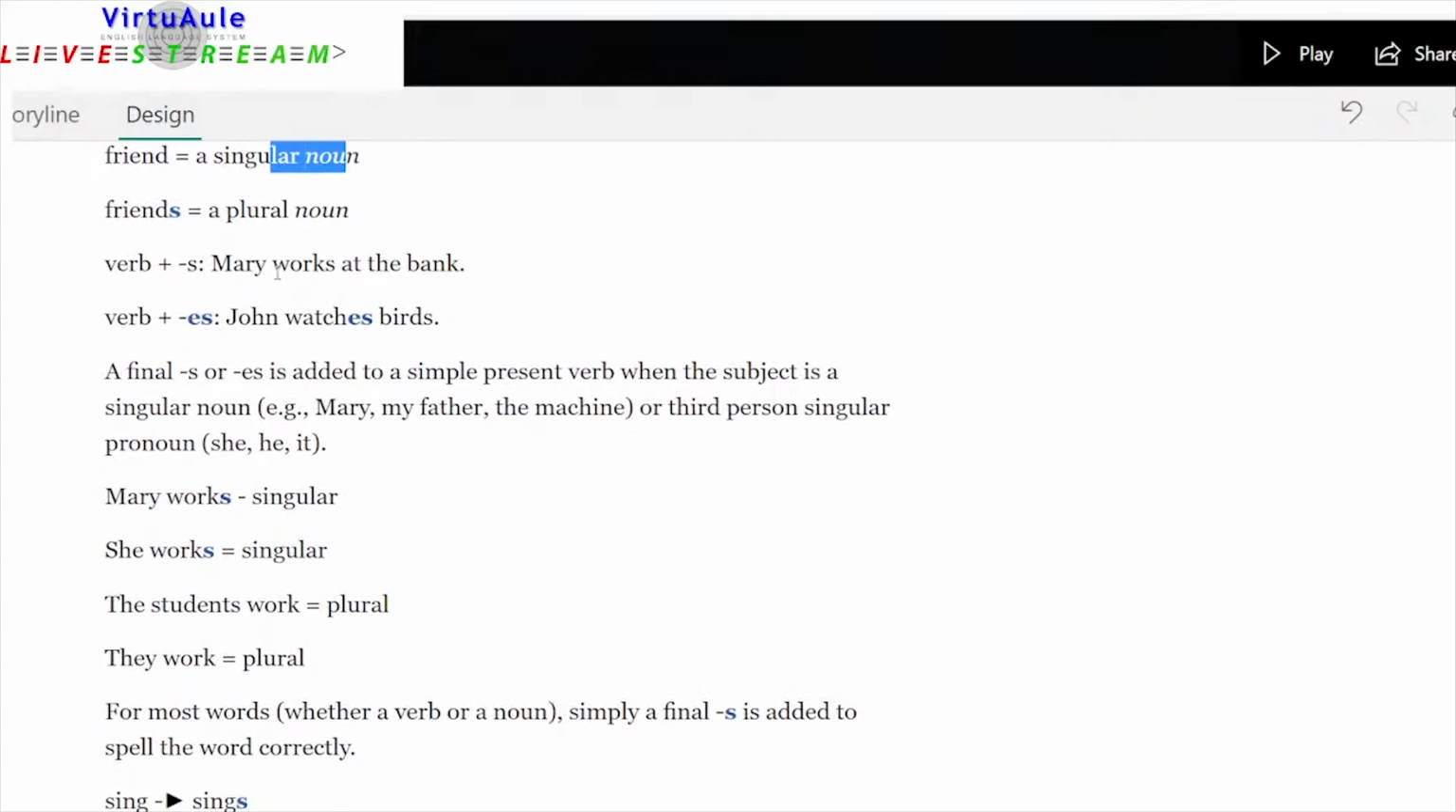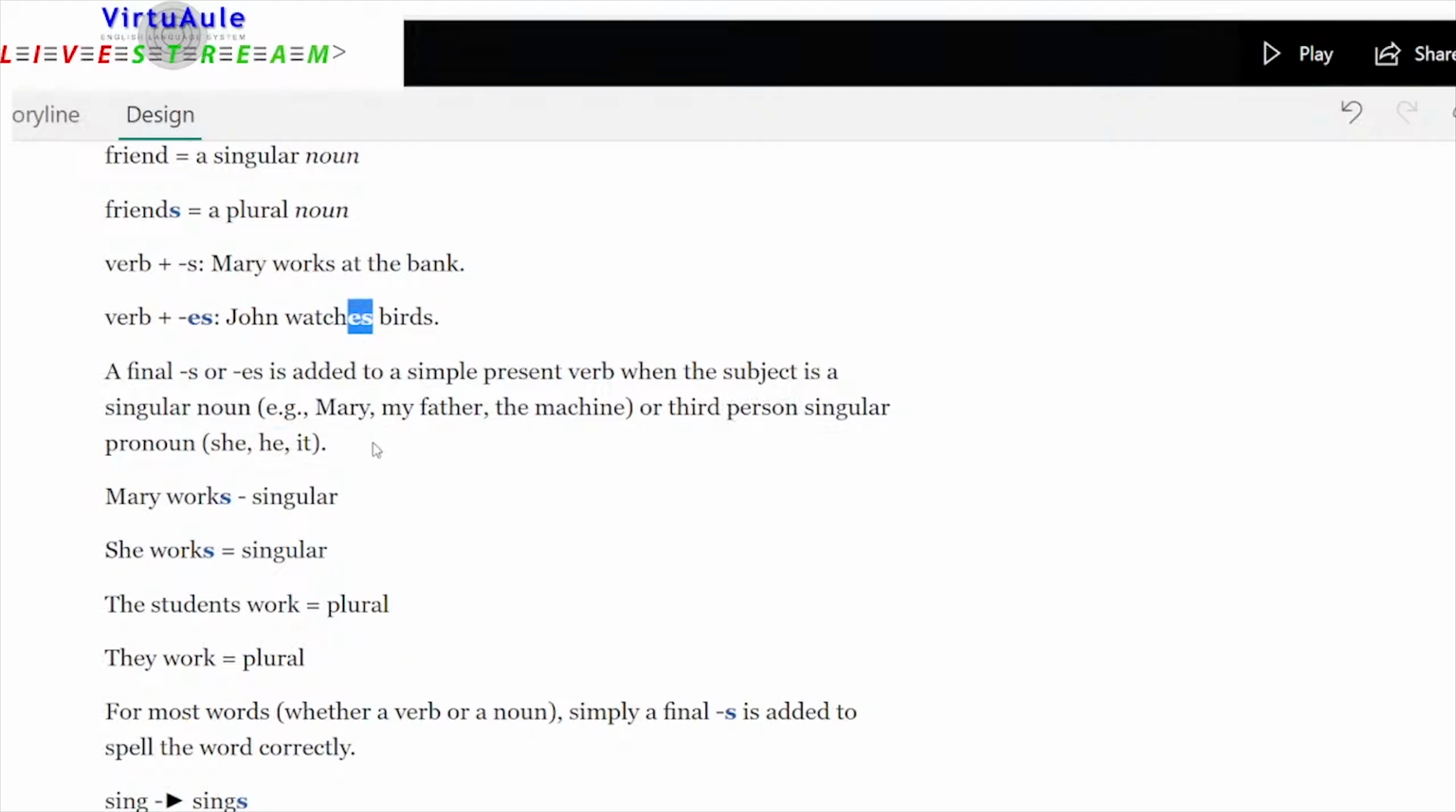The verb plus S, Mary works at a bank, so John watches birds. With the CH, we have to add ES. A final S or an ES is added to simple present verb when the subject is a singular noun, for example, Mary, my father, the machine, or a third-person singular pronoun, he, she, it.